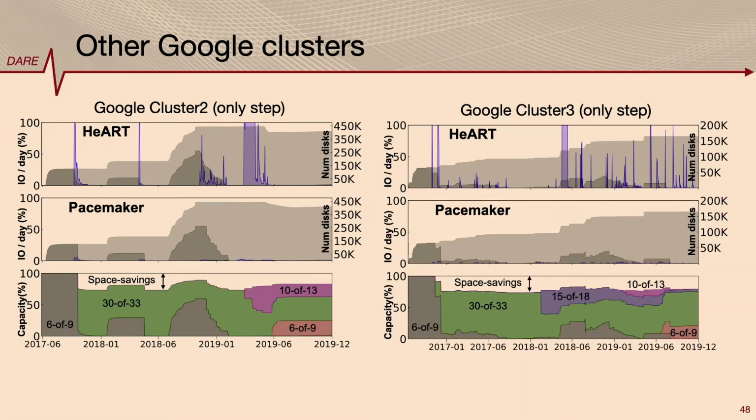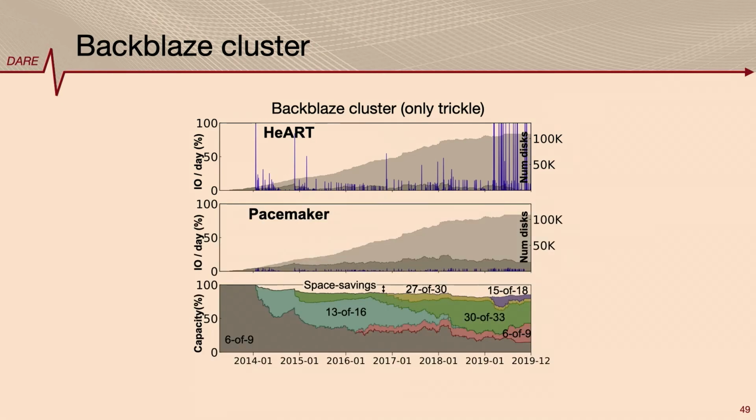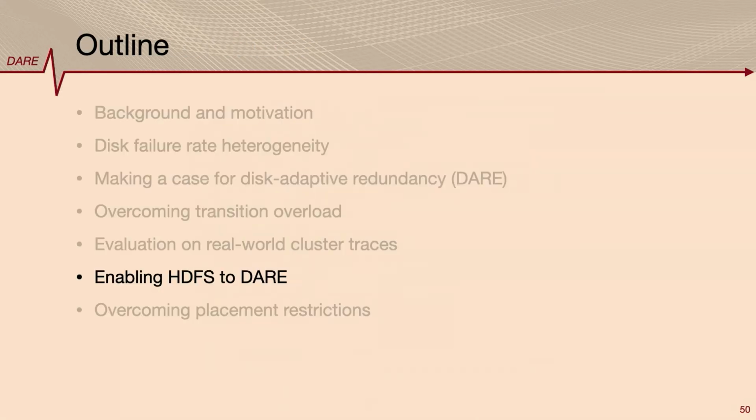So here are two other clusters where the top is showing you the transition overload, the middle figure is showing you the reduced I/O because of Pacemaker, and the bottom is showing the space savings. This is also true of a trickle deployed only cluster, which is Backblaze. Here you see a finer mixture of schemes because of the way that disks trickle in, and they belong to many more makes and models compared to what we saw in Google clusters.